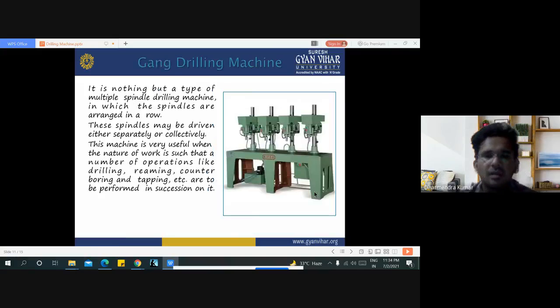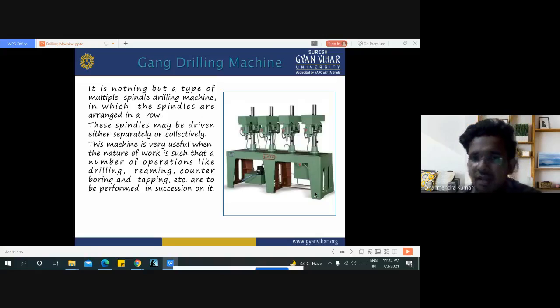Another type is the gang drilling machine. With the help of a gang drilling machine, we associate multiple spindle drilling machines on a single bench, arranged in a row sequence. These spindles may be driven either separately or collectively.